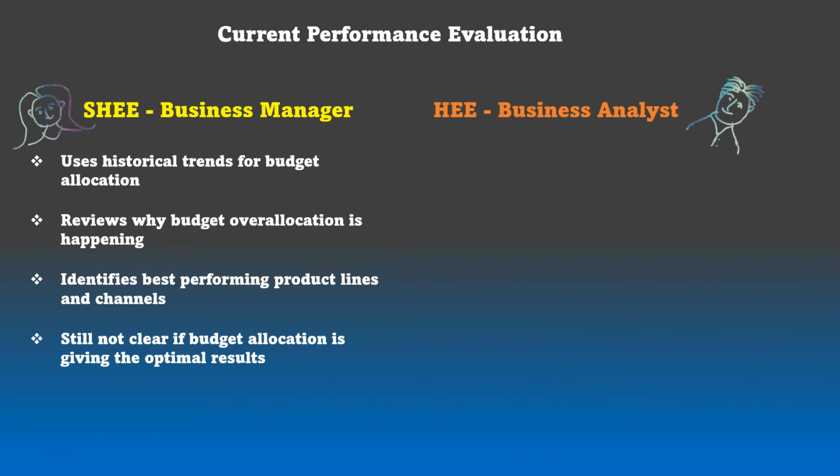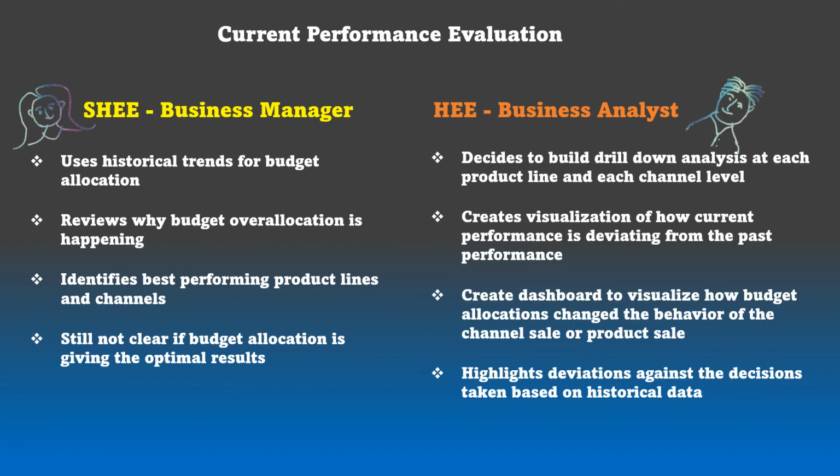He decides to build a drill down analysis at each product line and each channel level to understand the finer details of channel product performance. He creates visualization of how current performance is deviating from the past performance. He also creates the dashboard to visualize how budget allocations change the behavior of channel sale or product sale. He finally presents the highlights of deviations against the decisions taken based on historical data and the current performance.